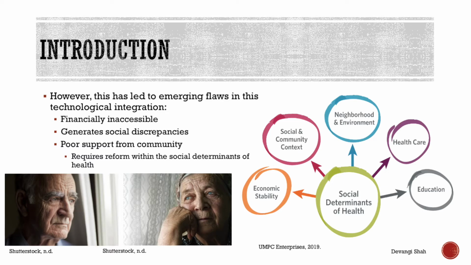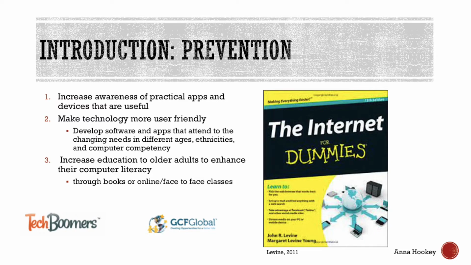It is financially inaccessible, it generates social discrepancies, and there is poor support from the community, such that it requires reform within the social determinants of health. Ways of prevention include: 1. Increase awareness of practical apps and devices that are useful. This can be done by gaining knowledge in what a computer is and promotion from companies of apps that are less complex to use.